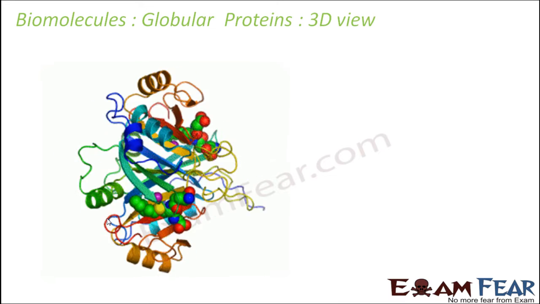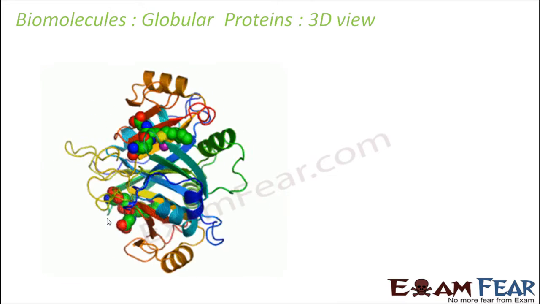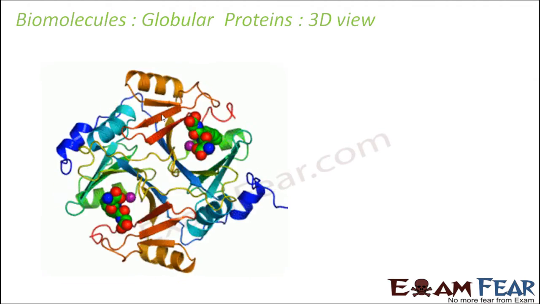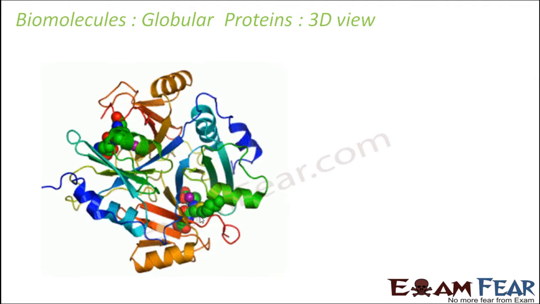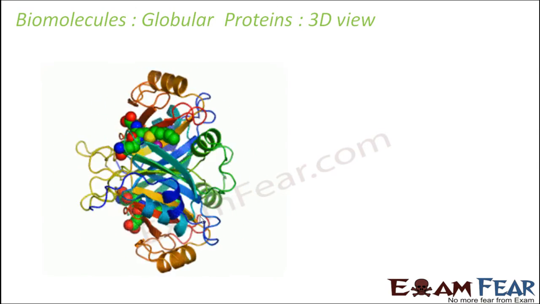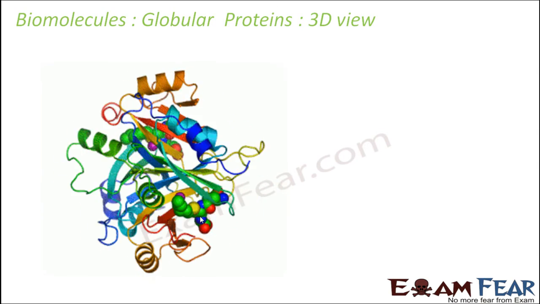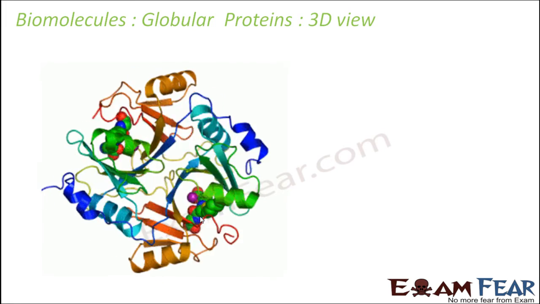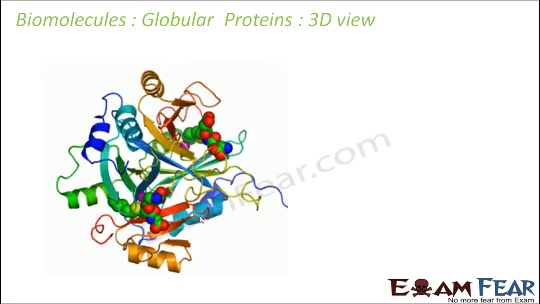Now let us look at a three-dimensional view of the globular protein. So this is how the globular protein looks like. If you see, they are highly coiled, and this is the tertiary structure. I mentioned before also, when we talk about globular protein structure, mostly they are tertiary structure because one chain of polypeptides is fully coiled and interacting with each other, forming a structure like this.